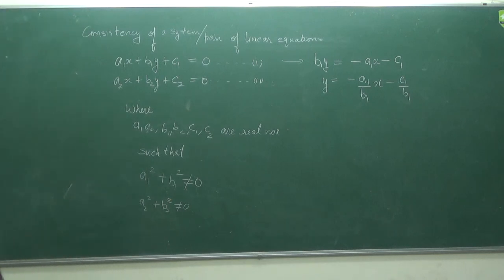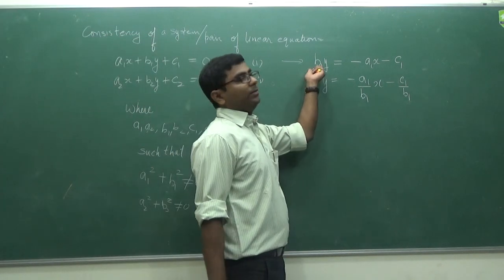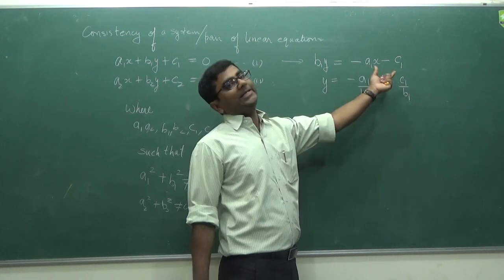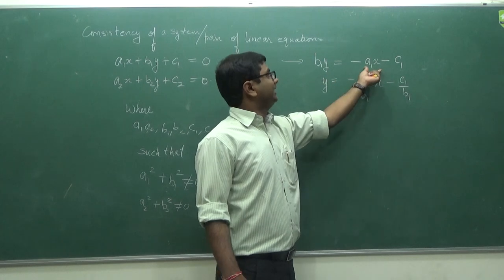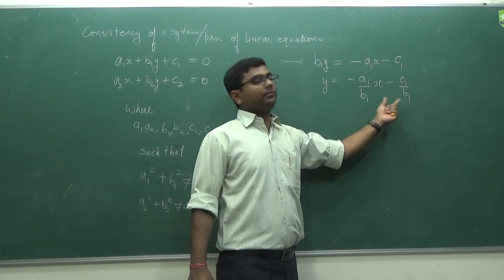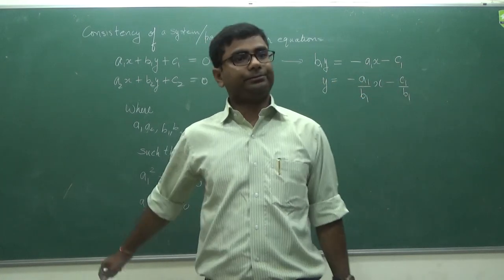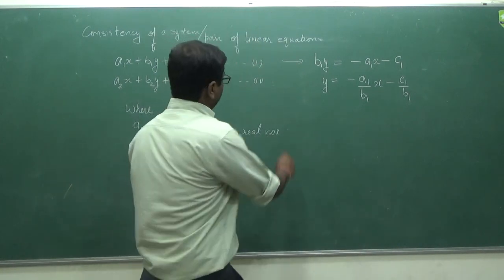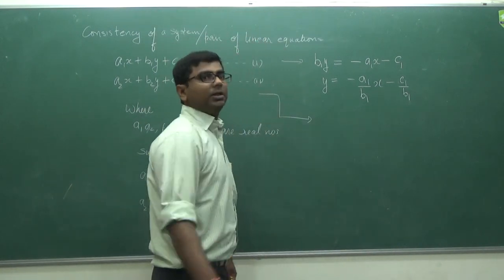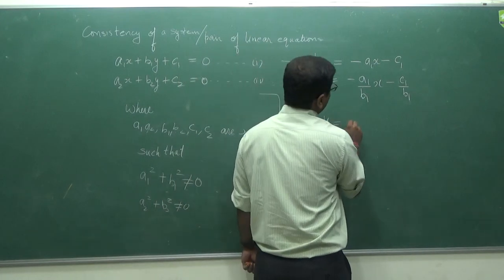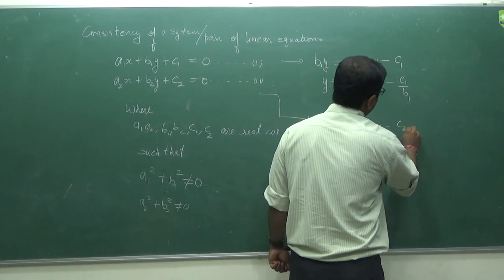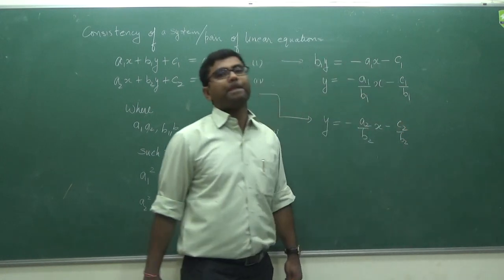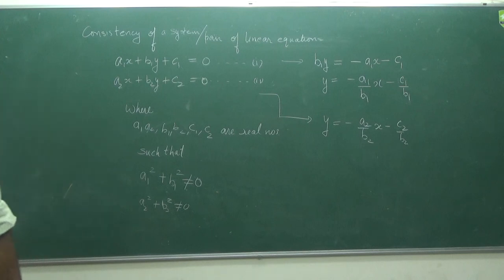I just now divided the entire equation by b1. So I took this b1 to the right hand side, and I will have to divide the entire equation by b1. So this by b1, c1 by b1. Am I right? Similarly, if you do this, you will get y is equal to minus a2 by b2 x minus c2 by b2. Am I right? Okay.